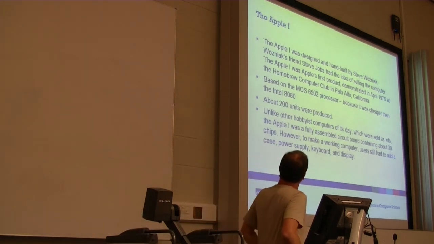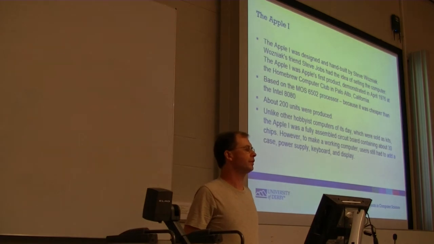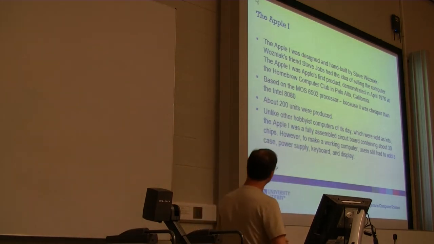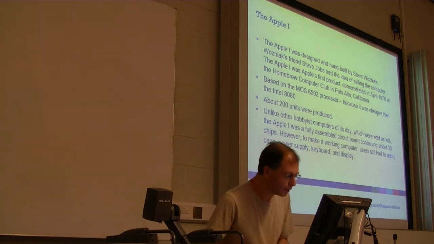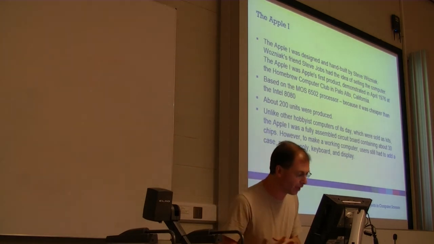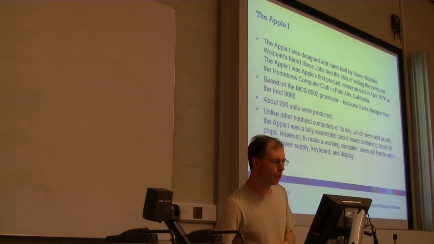Like I say, they built it based on the 6502 processor, simply because it was cheaper than the Intel one. If it hadn't been for price, they would have gone with Intel from day one, and then history could have been quite different. They produced about 200 units, and again it was a hobbyist computer. In fact, you could buy it as a kit. To make a working computer, you had to provide the case, power supply, keyboard and display. If you imagine a very, very simple version of what we use the Raspberry Pi for today, that's what the Apple I was.